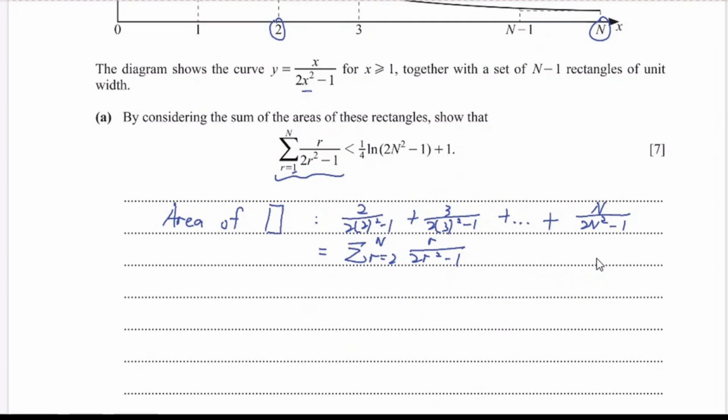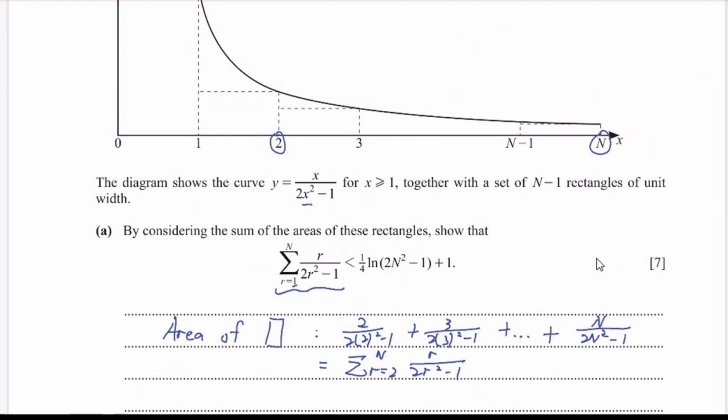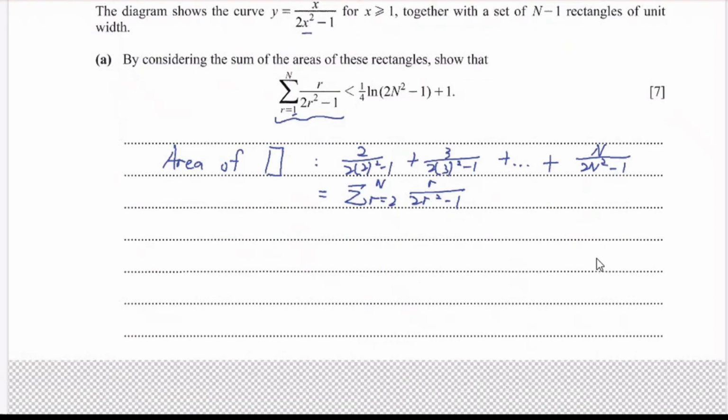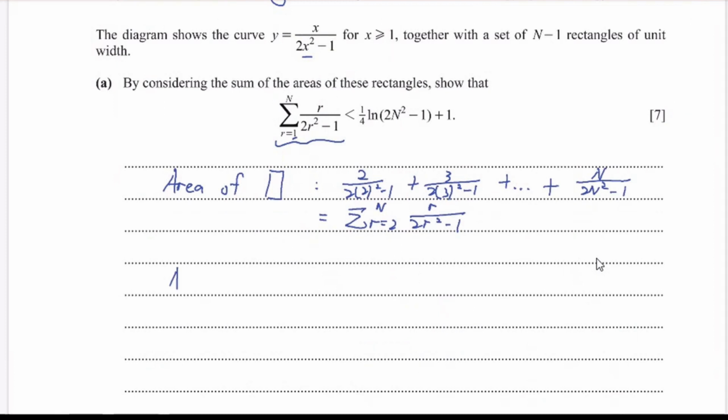Okay, and now what we are comparing with is the area under the curve. Because we are only comparing from here, the area under the curve starts from 1 to n in this case. So we integrate that function from 1 to n.